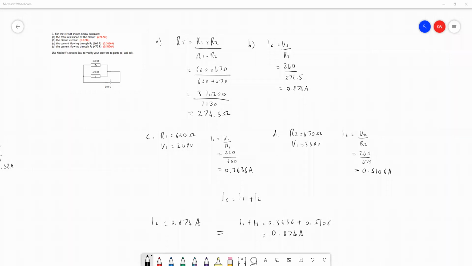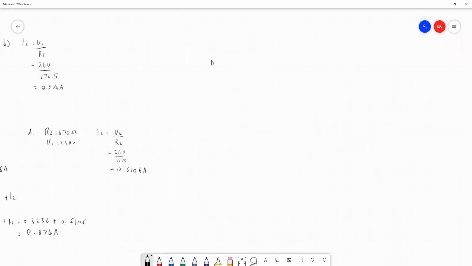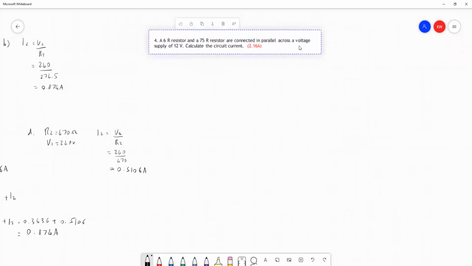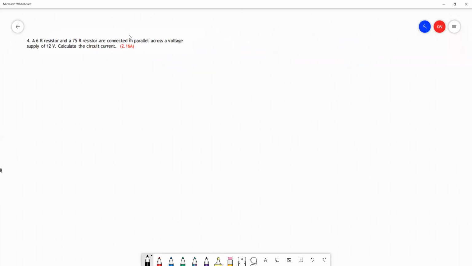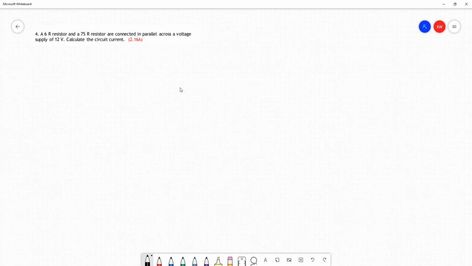And similar to what happened in the exercises for series circuits, the course notes gives us a taste of what it is when we don't have a diagram, but we can make one ourselves if we feel we need one. I'll be making one either way here. So we've got a 6 ohm resistor and a 75 ohm resistor connected in parallel across a voltage supply of 12 volts. We're asked to find the circuit current. So this is what our circuit looks like.